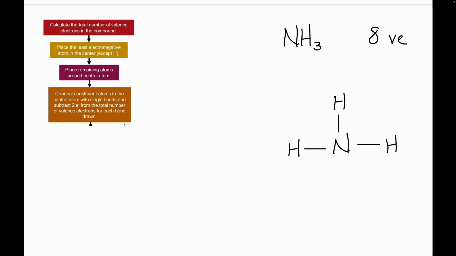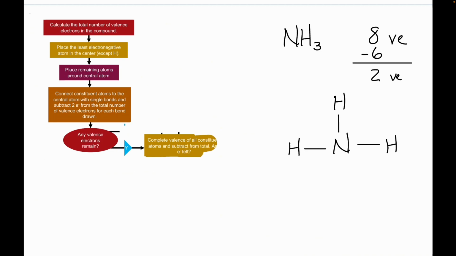All right, how many electrons did we just put down? 6. So now we still have 2 left over. Okay, and we said that what we're going to do first with those leftover electrons is to complete the octet of all the constituent atoms, of everybody on the outside.